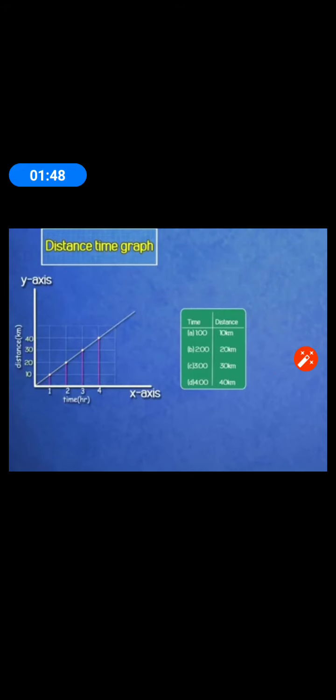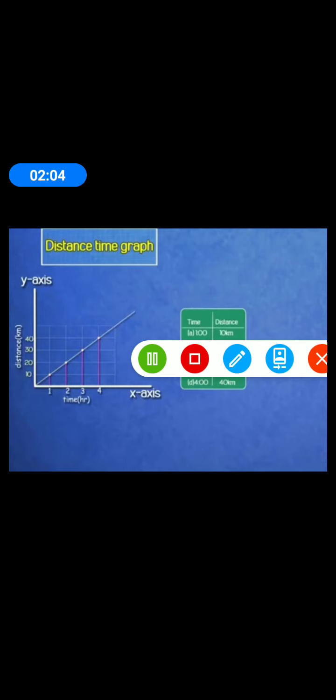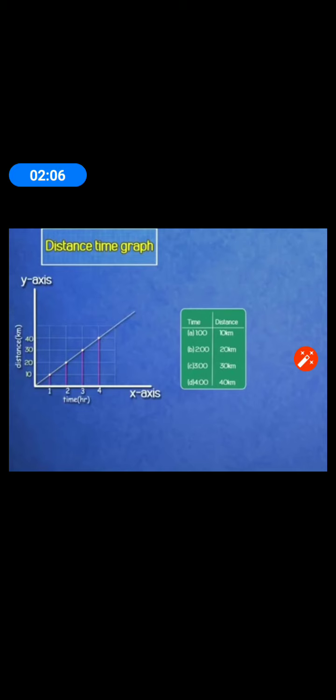In distance time graph, we will study the graph in two conditions. The condition 1 is when the speed or velocity of an object is constant. That means it is uniform. Uniform means the speed which covers equal distances in equal intervals of time, in fixed intervals of time.